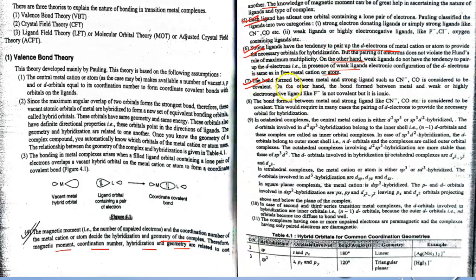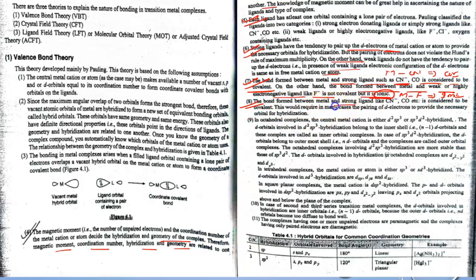Seventh point says the bond formed between metal and strong ligands such as CN negative and CO is considered to be covalent. On the other hand, the bond formed between metal and weak ligand is considered to be ionic. Now, what they are saying is that the bond between the metal and strong ligand is considered to be covalent, while the bond between the metal and weak field ligand is considered to be ionic. Then comes another point.